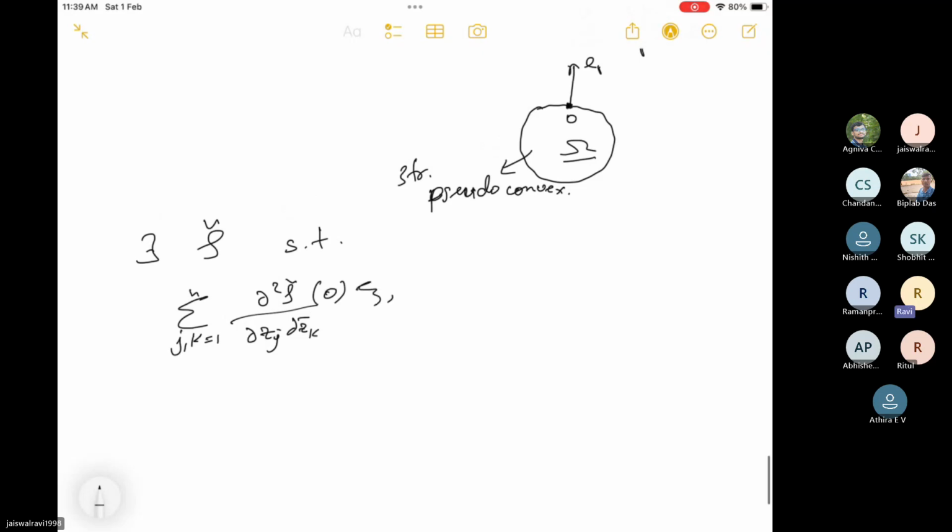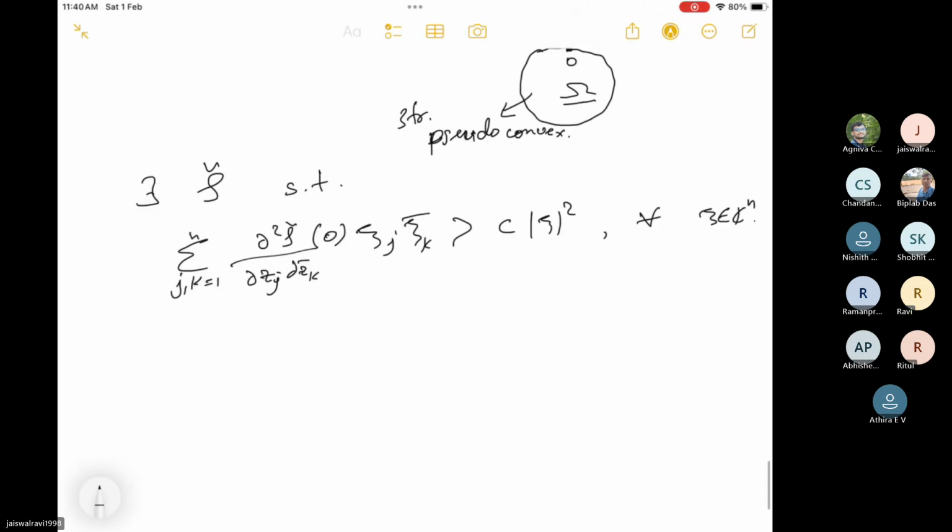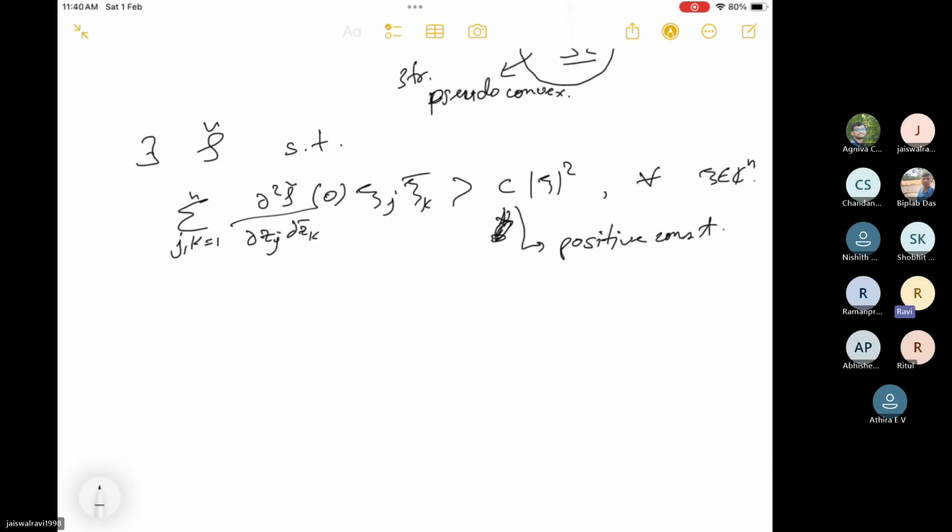Xi bar times xi is strictly greater than c times mod xi square for all xi in C^n, and c is some positive constant. Okay, so let us write, because we know rho tilde is a C2 function because our domain is C2, so let us write the Taylor series. If you write the Taylor series near zero, it will be rho tilde of Z.